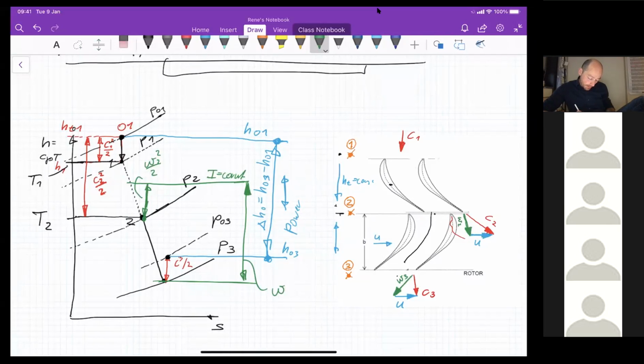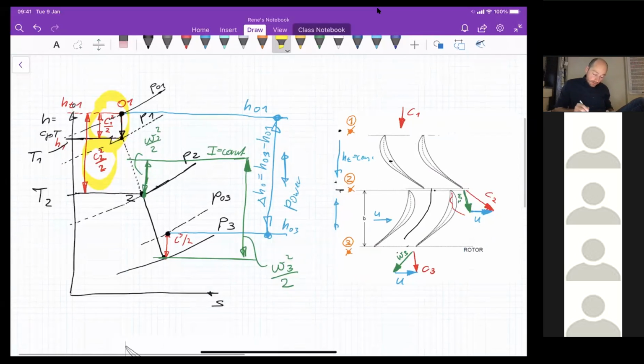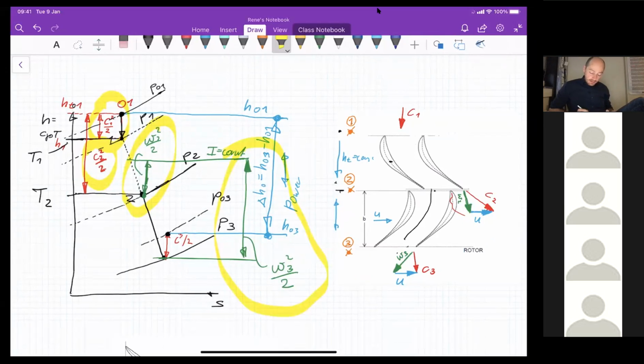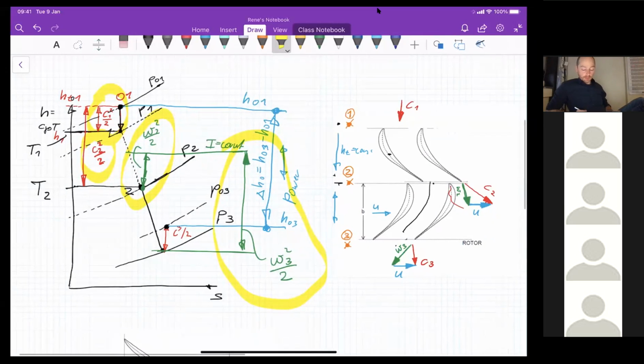Is my W3 squared half? The same thing as in the stator, just in a relative frame of reference. Before, I was using absolute velocities. Now I'm using relative velocities. Okay, this rothalpy across the rotor stays constant if you have no heat losses.